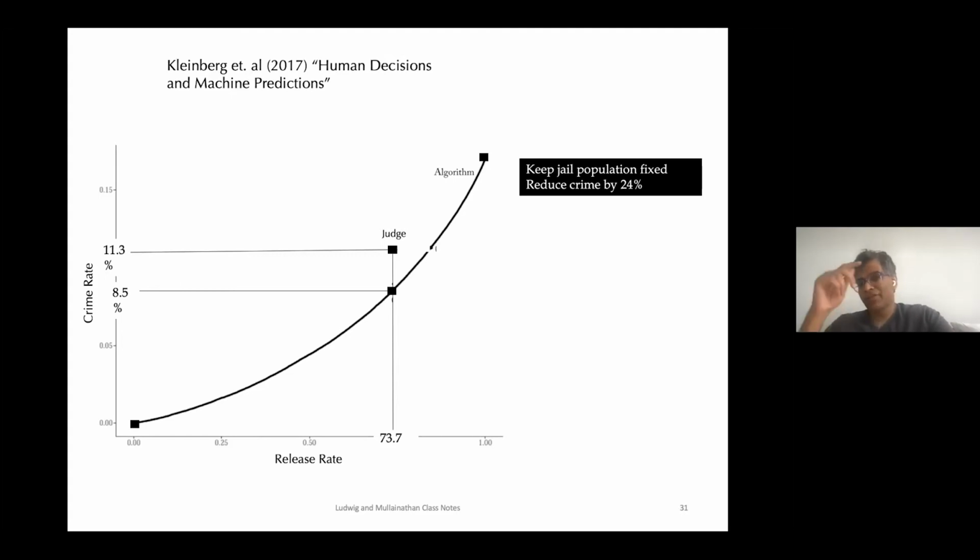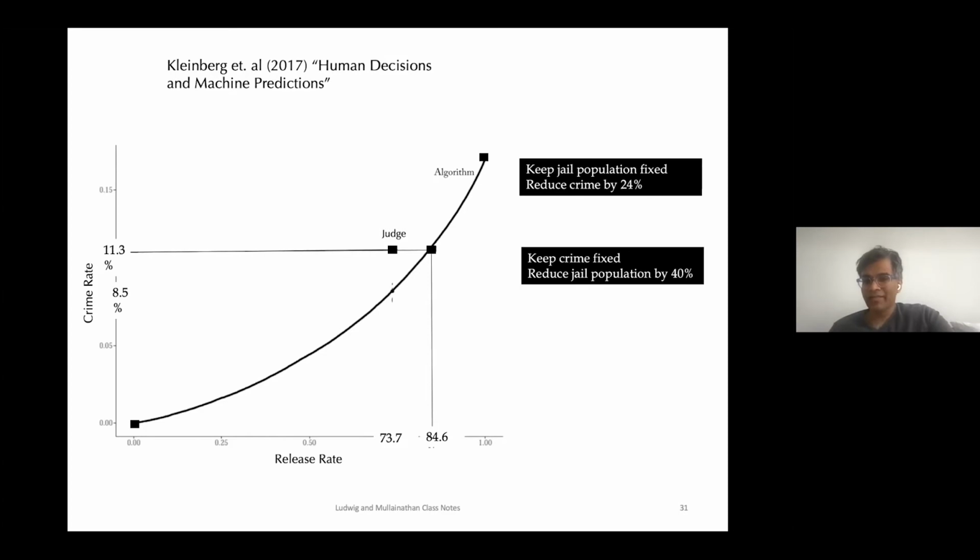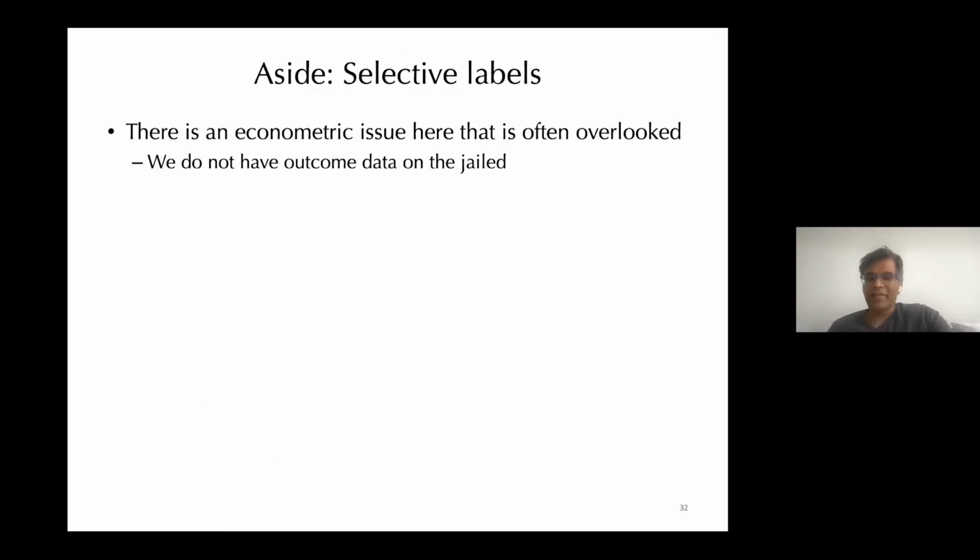Of course, you don't need to go down the curve, you could go across. So you could have the same crime rate, but release about 40% of the population. There's a big caveat. This just says the algorithm can beat the judge. As Jens likes to say, you can close Rikers in July. There's an aside here, which David discussed. There's an econometric issue that I think the machine learning literature often overlooked, but in the last couple of years has been good about not overlooking.